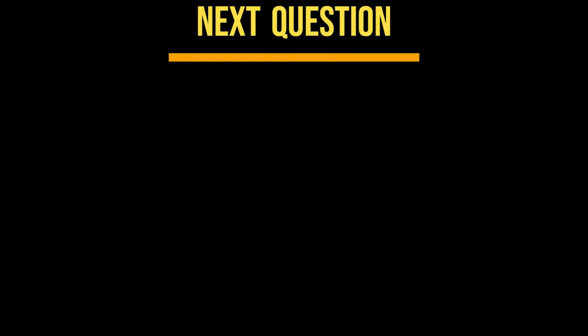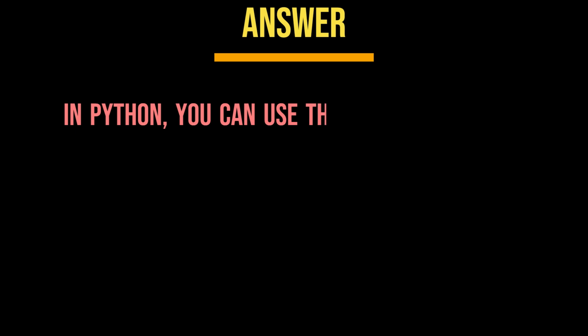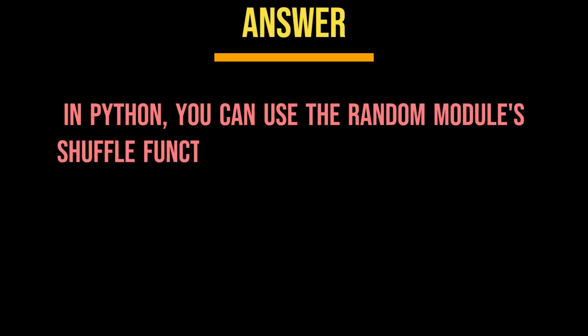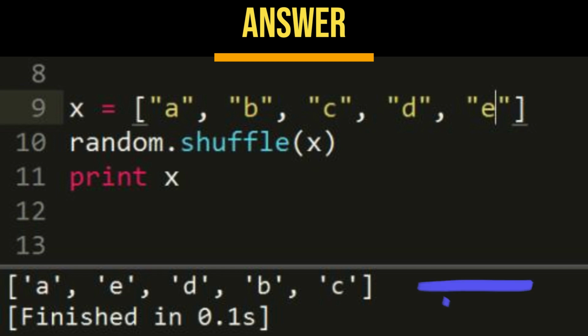Next question is, how can you randomize the items of a list in place in Python? Answer is, in Python, you can use the shuffle function from the random module to randomize the items of a list in place.